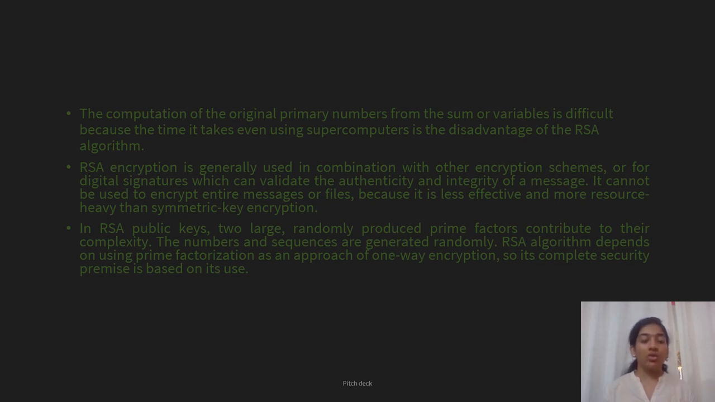RSA is generally used in combination with other encryption schemes or for digital signatures which can validate the authenticity and integrity of a message. It cannot be used to encrypt entire messages or files because it is less effective and more resource heavy than symmetric key encryption. In RSA public keys, two large randomly produced prime factors contribute to their complexity. The numbers and sequences are generated randomly. RSA algorithm depends on using prime factorization as an approach of one-way encryption, so its complete security premise is based on its use.